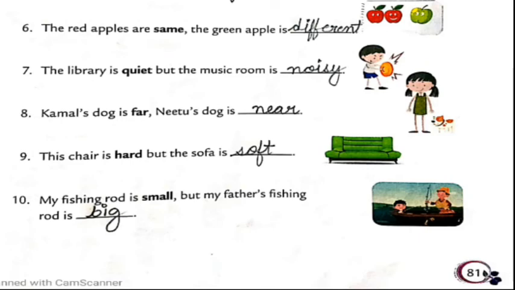Similarly, you can see the 9th one, this chair is hard but the sofa is soft, because the opposite of hard is soft. And the last one, my fishing rod is small but my father's rod is big. It's very easy. Opposite of small is big.